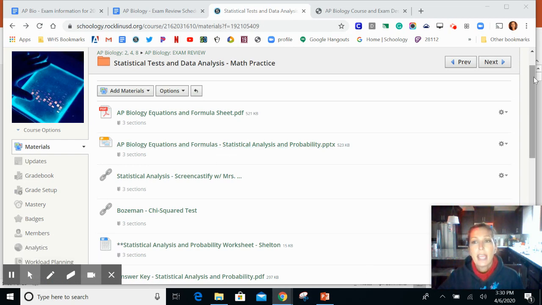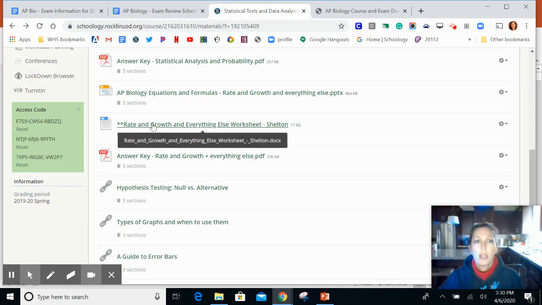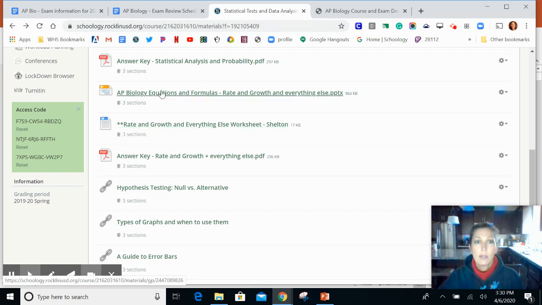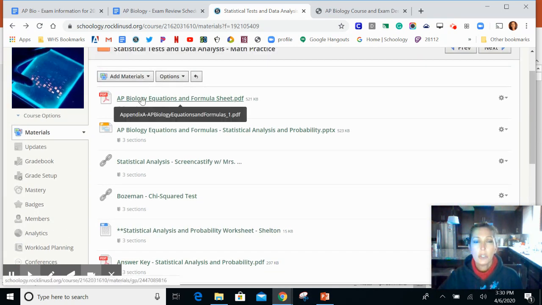But today, just super fast, we are talking about this worksheet here, the rate and growth and everything else worksheet. This is from this particular presentation, which is also from page 2, the second side of the AP Bio equations and formula sheet that you guys are going to get.